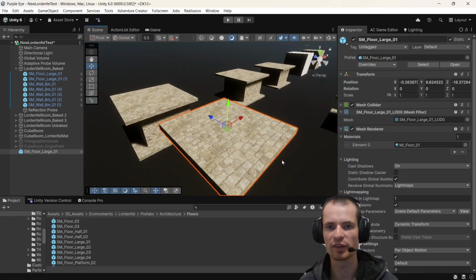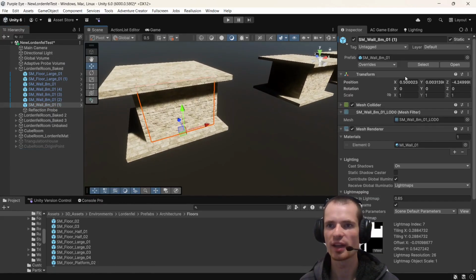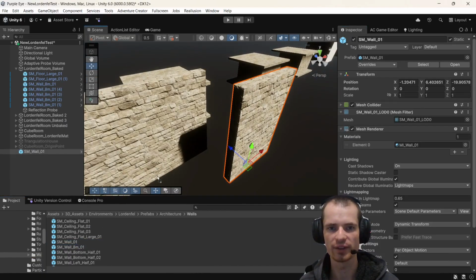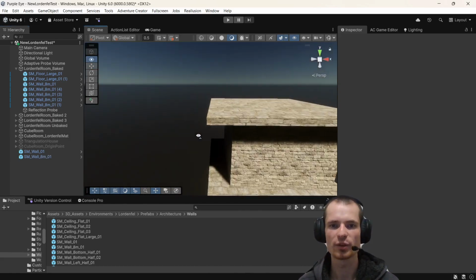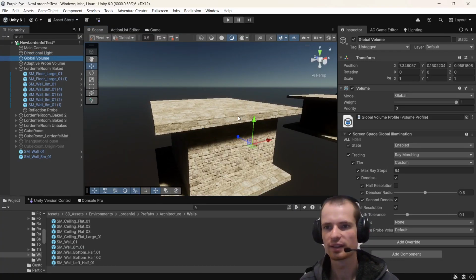So these are objects like this one. And the one which I think is really causing issue is this one and this variant. So this one and this one. These two guys in particular, I'll come back to them very soon. Anyway, so this is a scene with baked lighting. And I have screen space global illumination with ray marching enabled.